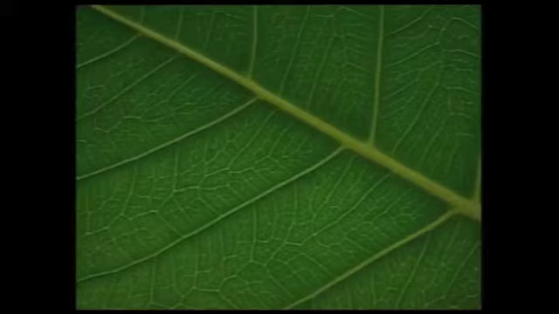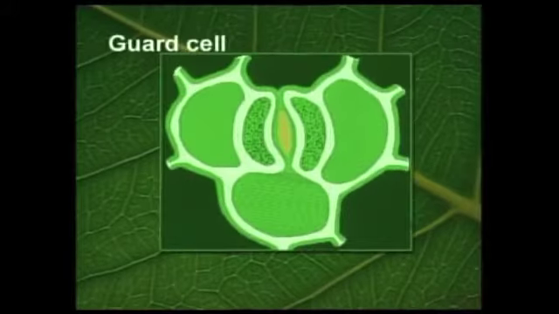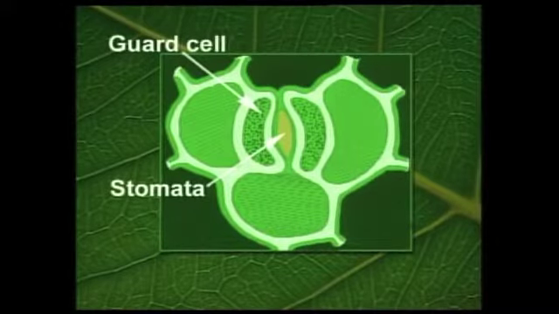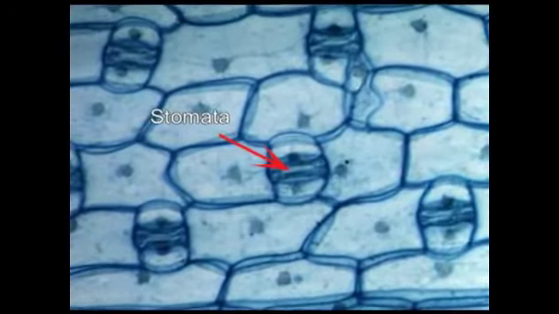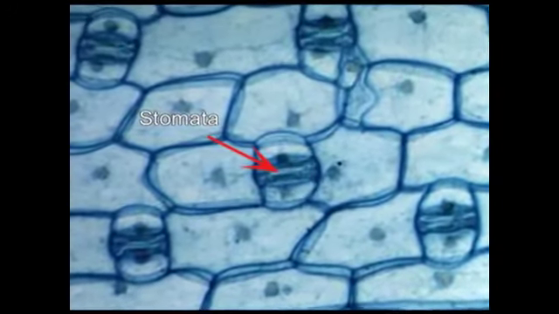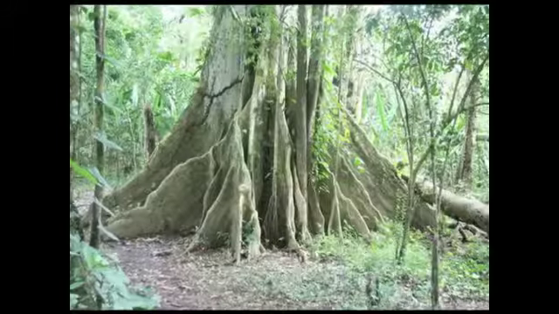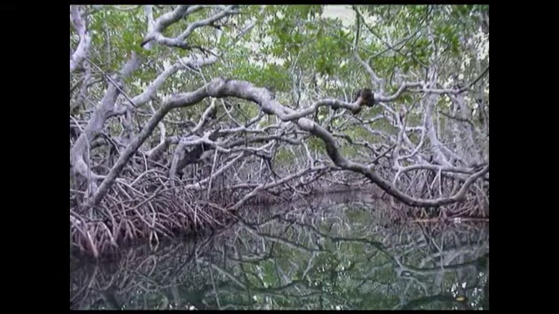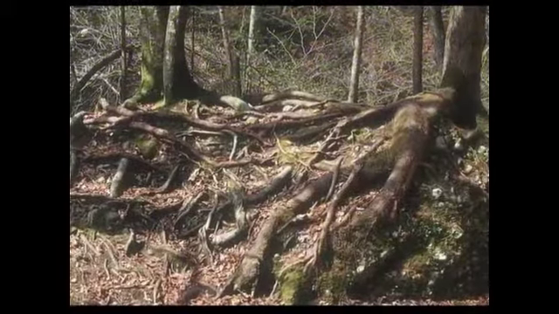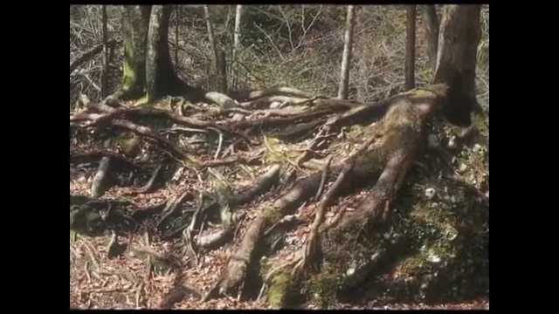This is a cross-section of a leaf. Observe that there is a large number of stomata near the surface. These stomata help in exchange of gases. The plants have a deep and well-developed root system which helps in absorbing a lot of water.